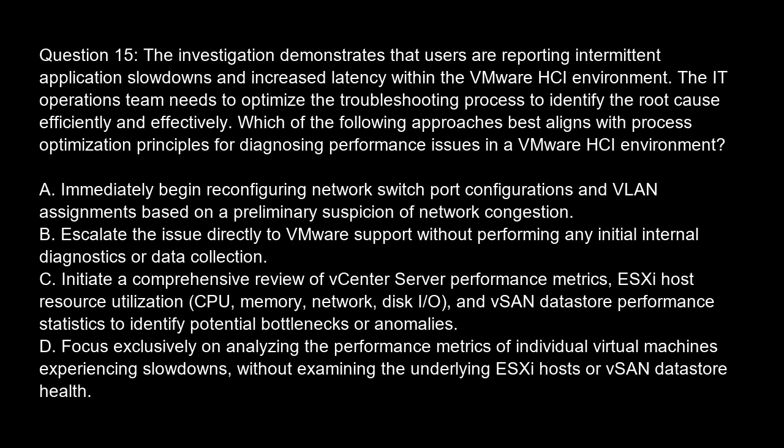Option C. Initiate a comprehensive review of vCenter server performance metrics, HCI host resource utilization, CPU, memory, network, disk I/O, and vCenter data store performance statistics to identify potential bottlenecks or anomalies. Option D. Focus exclusively on analyzing the performance metrics of individual virtual machines experiencing slowdowns, without examining the underlying HCI hosts or vCenter data store health.